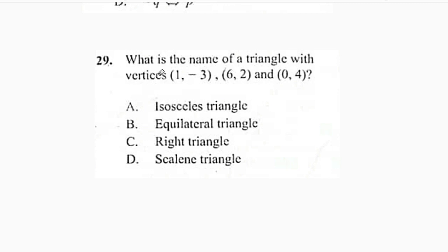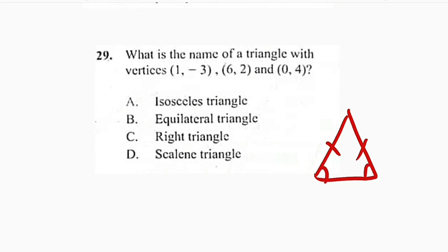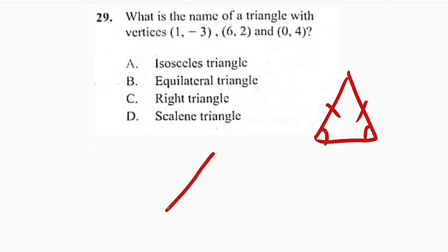The question reads, what is the name of the triangle with vertices 1, -3, 6, 2, and 0, 4? How can we find it? We have available options here. We have isosceles triangle. An isosceles triangle looks like something like this, where this side and this side are equal, and this angle and this angle are also equal. We have an equilateral triangle, which is in this form. All the side lengths are equal.